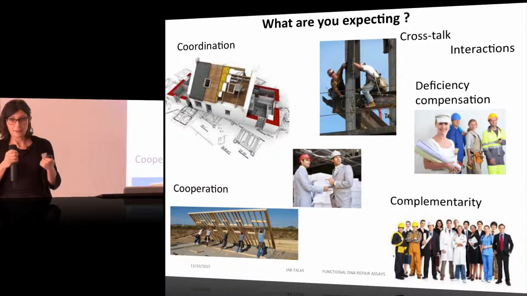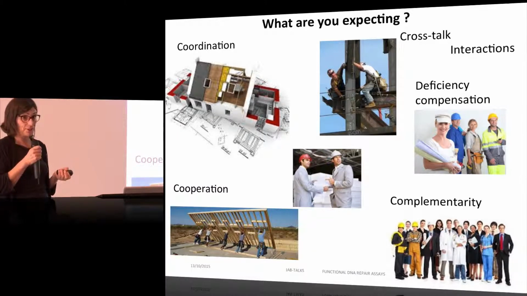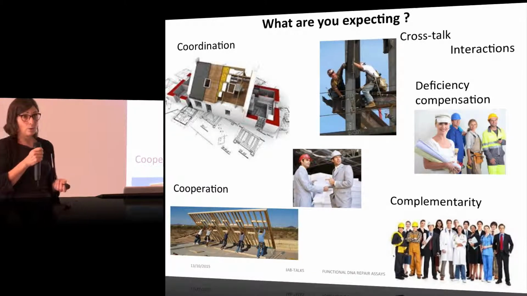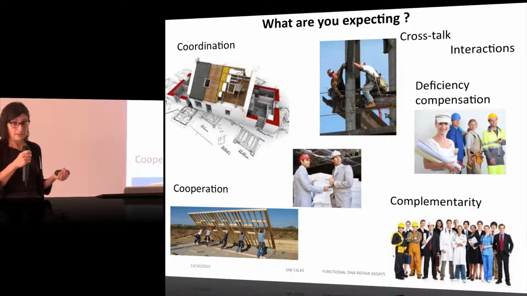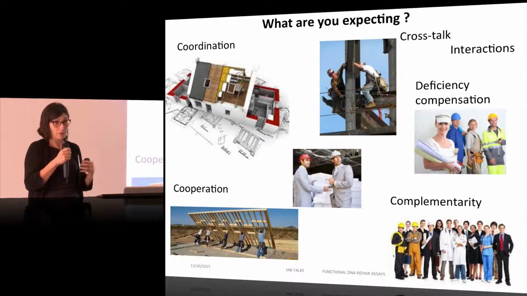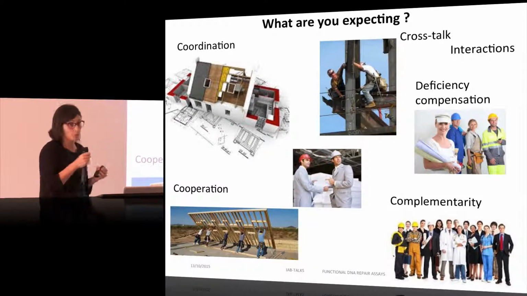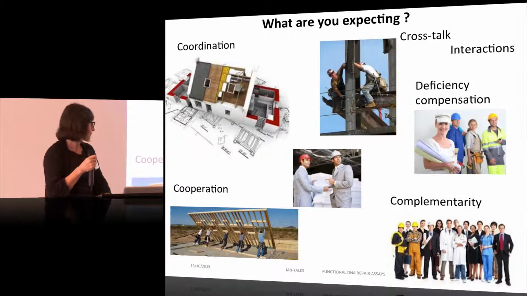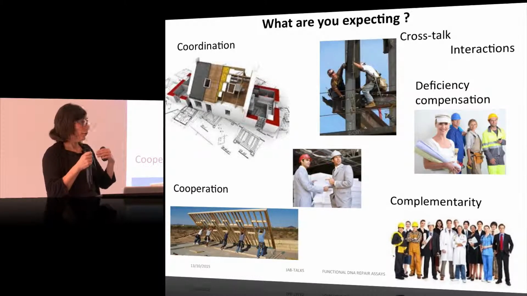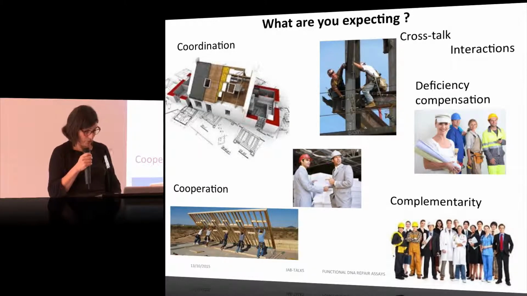Sometimes, when there are difficult tasks to accomplish, you expect from them some kind of cooperation. And also, when someone for any reason is missing, you want to know if someone else will be able to replace them and do the job, replacing the person that is deficient. And eventually, you want to know that those people are really complementary to really achieve the task you want to have.